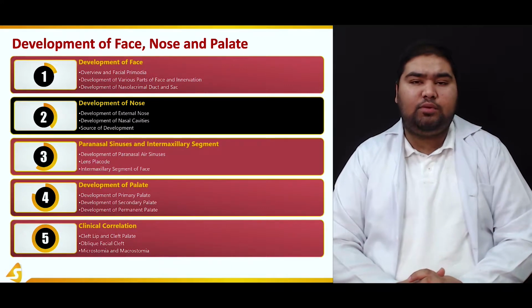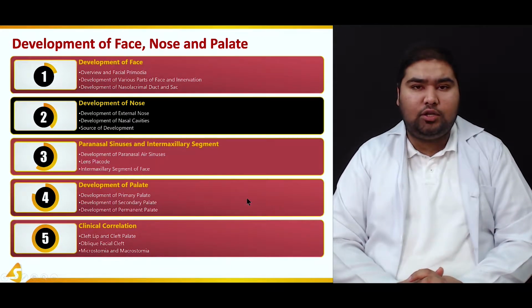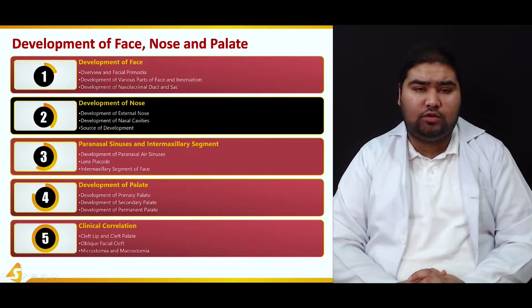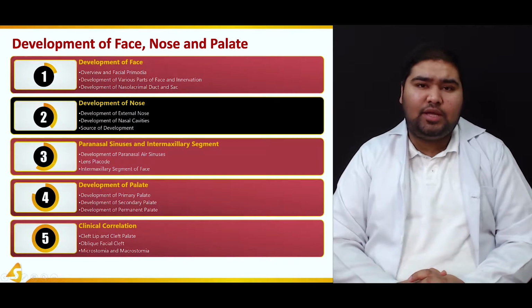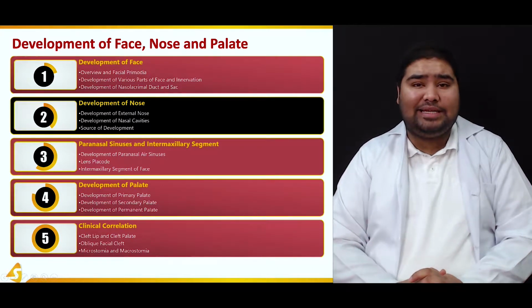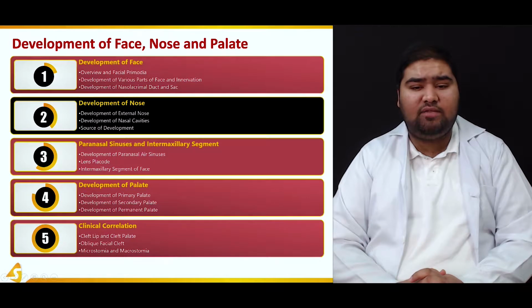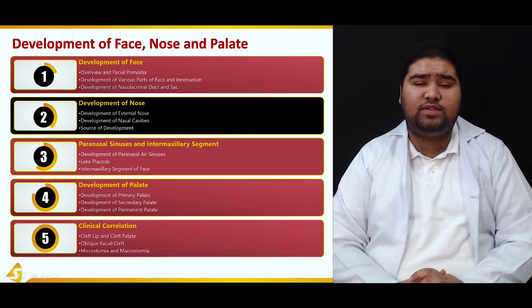The first part will deal with the development of external nose, as in how the external nose develops, what are the embryological basis for it. Then we'll talk about the formation of the nasal cavities. We'll see how and where the indentation develops for the development of the nasal cavity, and what components are actually retained in the adults and what are lost. And finally, we'll talk about the sources of development.